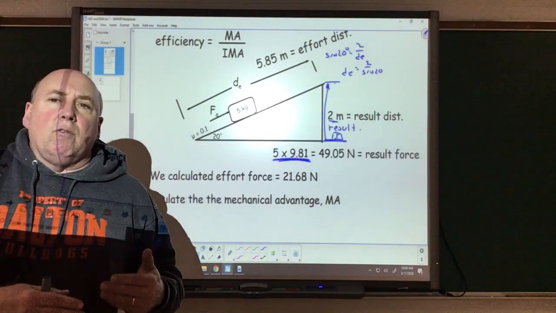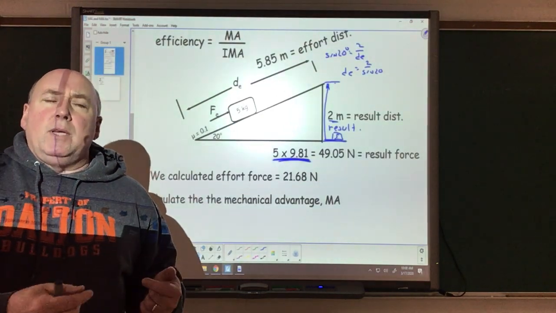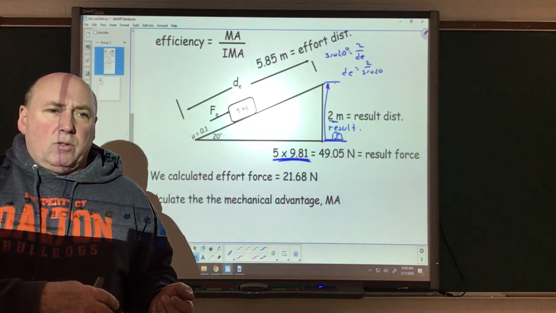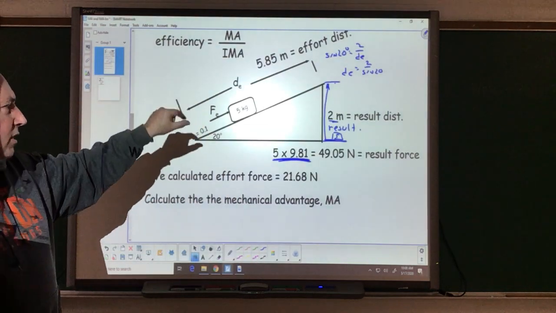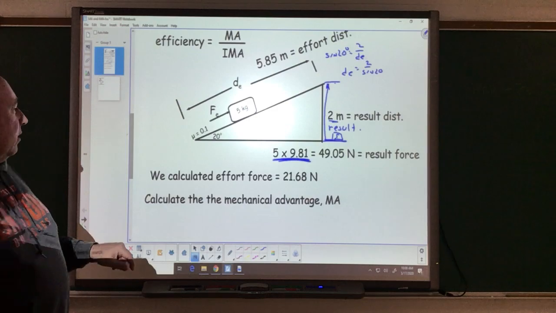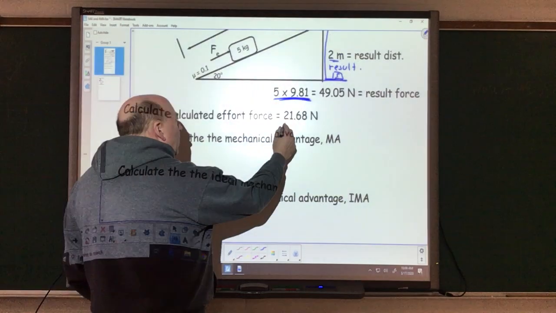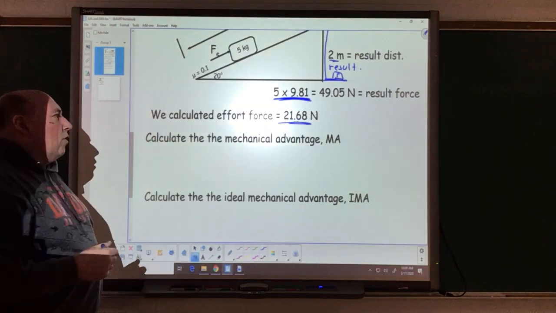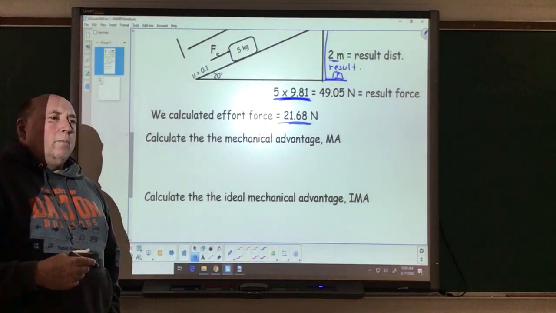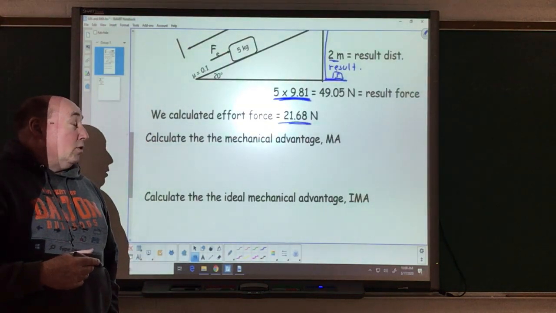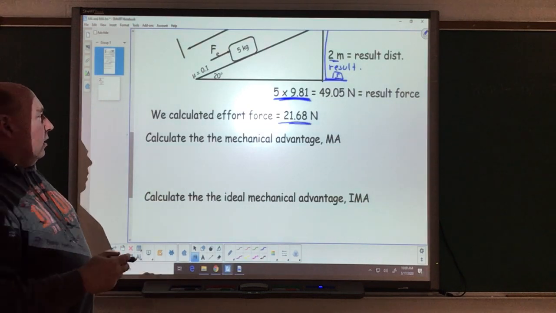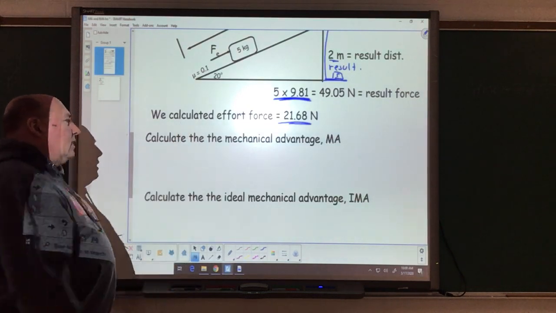Once again, you can refer back to the problem that we did last week on Thursday, and all these values were calculated for you. What we calculated then was the effort force was equal to 21.68 newtons, my bad. So this is what we calculated last Thursday.